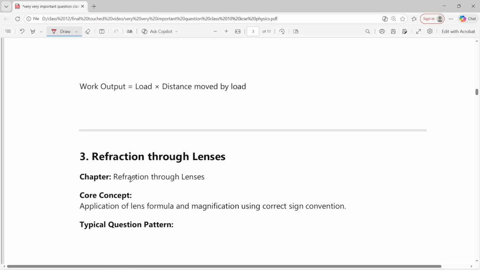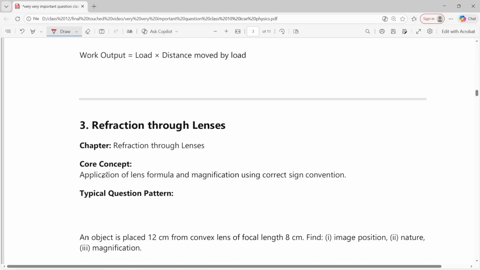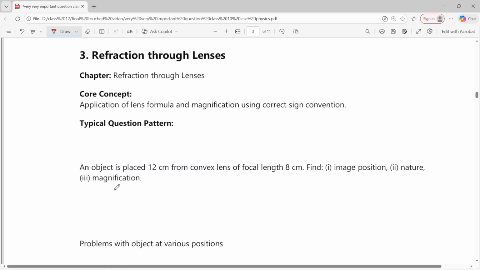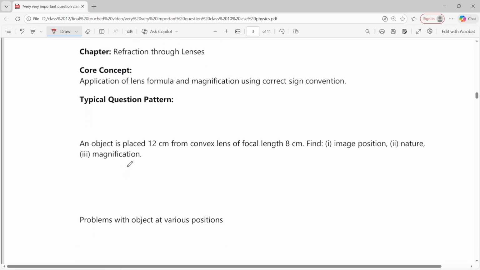Refraction through a lens. The core concept is application of the lens formula and magnification using the correct sign convention. A typical question pattern looks like: suppose an object is placed 12 centimeter from a convex lens, focal length 8 centimeter, find the image position, nature and magnification.